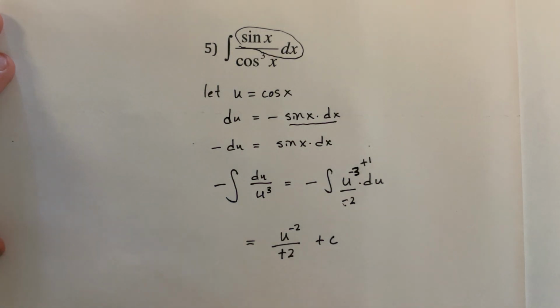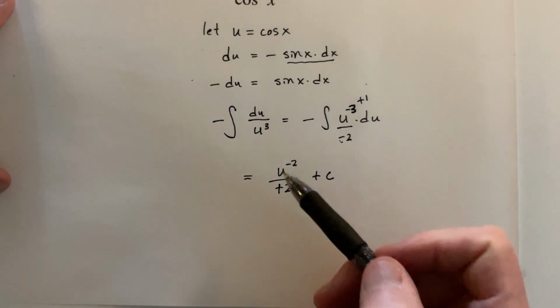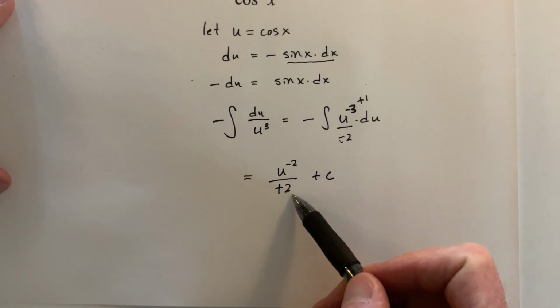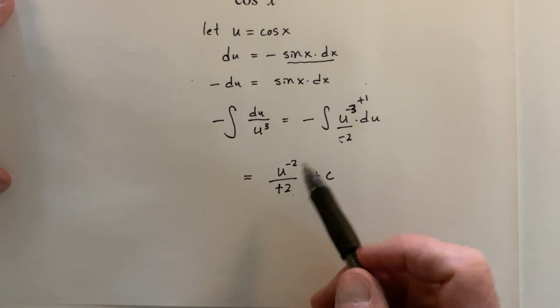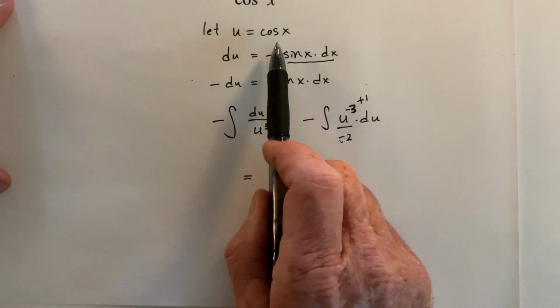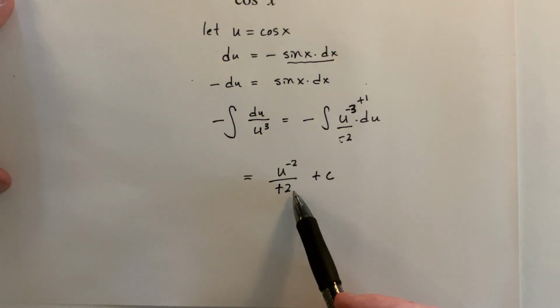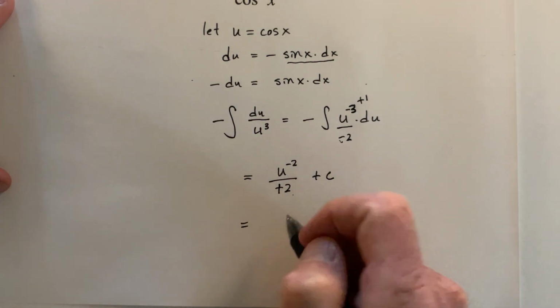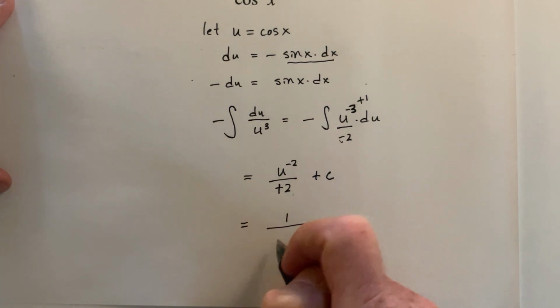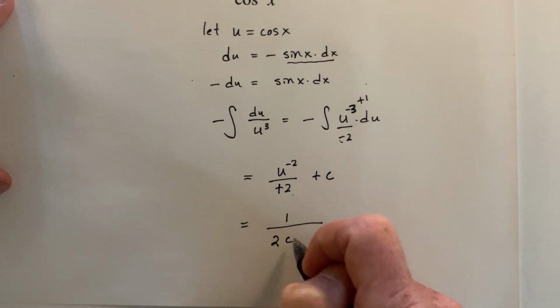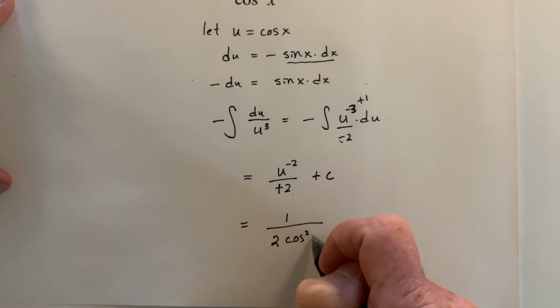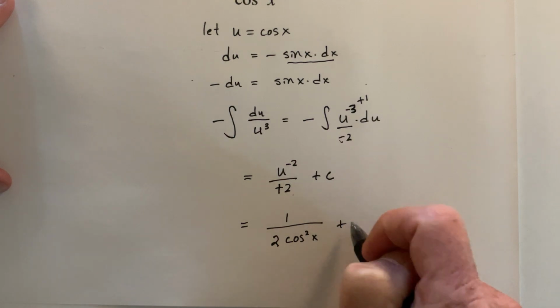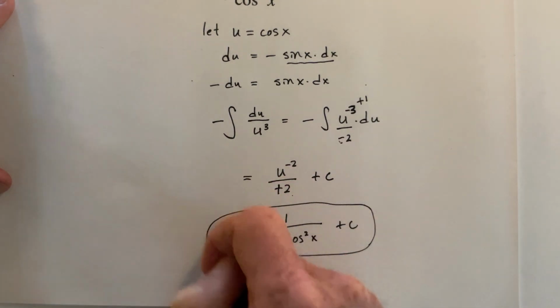Now there's just two things to do. One is don't leave a negative exponent in the answer. So this will become a u squared on the bottom. And finally, replace the u with cosine. So this will be a u squared on the bottom, which will become cosine squared on the bottom. So 1 will stay on top. The 2 was already on the bottom. Then cosine squared is on the bottom. And then put a plus c, and we're done.